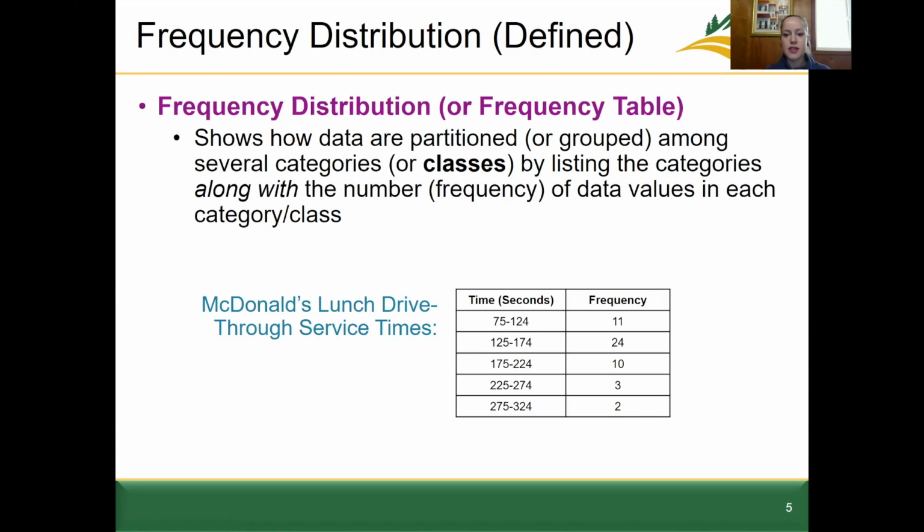Okay, so here's an example of a frequency distribution table. It shows how data are partitioned or grouped among several categories or classes. In our example, those categories are the time in seconds for drive-through service times. We do this by listing the categories along with the number, or the frequency here, of data values in each category or class. And we'll talk about how to make these frequency distribution tables, and you'll get practice doing this.